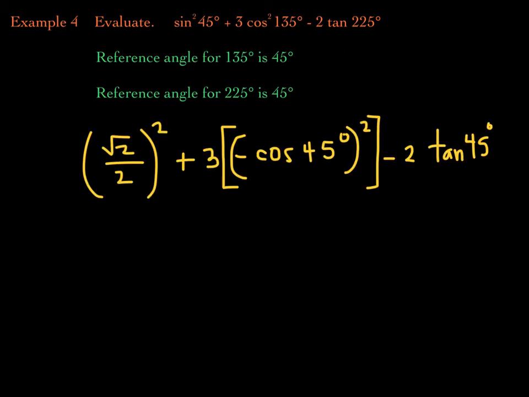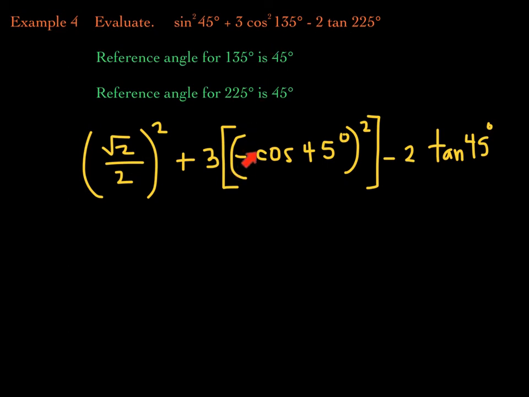So I'm plugging in root 2 over 2 for sine of 45 degrees, but don't forget you have to square it, so I'm squaring it, plus 3 times cosine of 45 degrees, because that's the reference angle for 135 degrees. But I have a negative sign right here because cosine of 135 degrees is not the same as cosine of 45 degrees. It's actually going to be the opposite in sign, because 135 degrees is in quadrant 2, and cosine's negative there, so that's the reason for the negative.